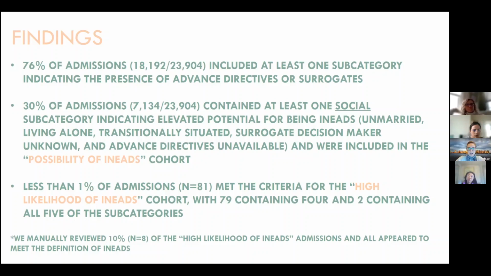And for this high likelihood of in needs group, because this is really who we're most interested in detecting, we manually reviewed 10% of these notes, which is 10% of the admissions. So all notes in the admission, which is 8 admissions. And from our human review, I did the review along with Aviv. Each of us reviewed all of these. And we did find from our human review that all of these really did appear to meet the definition of being in needs as we're defining it. So we did a little validation on this cohort of high likelihood of in needs.